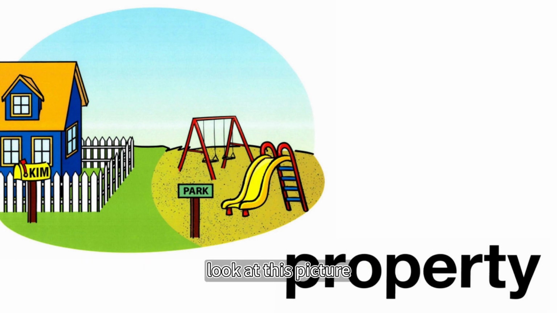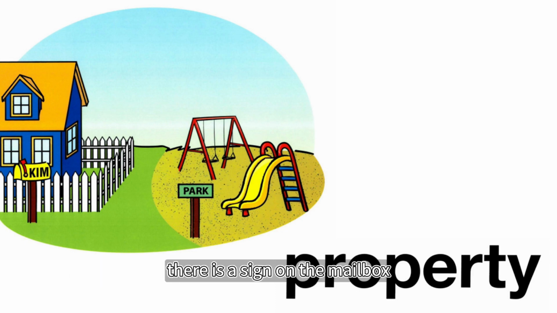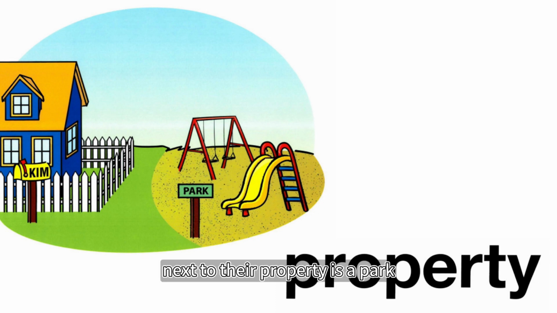Look at this picture. The Kim family owns the property with the blue house. There is a sign on the mailbox that tells you it belongs to them. The fence shows the edge of their property. Next to their property is a park.